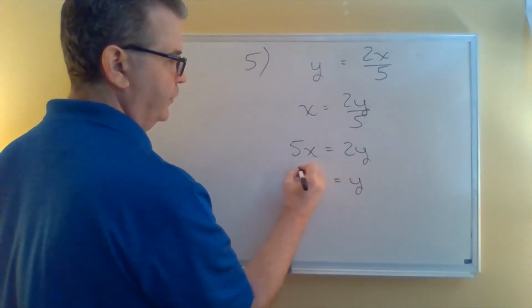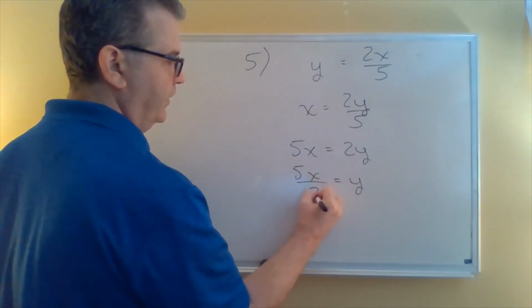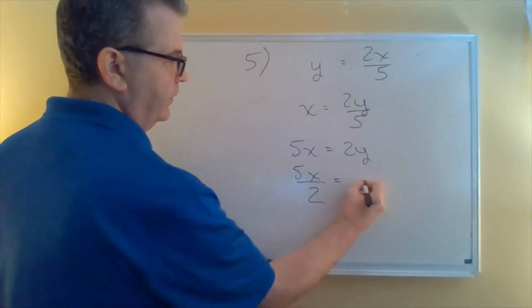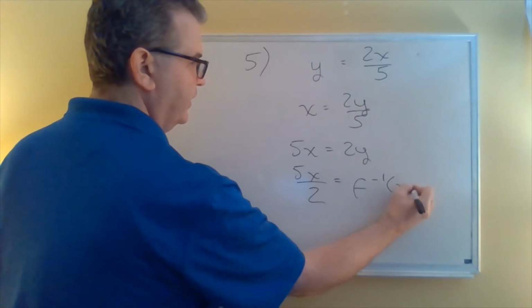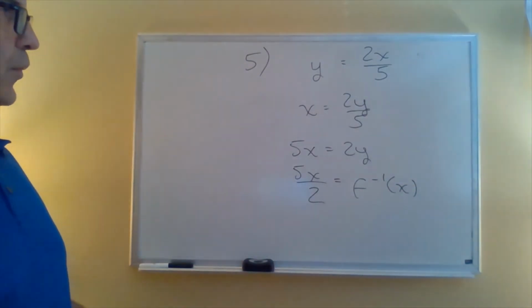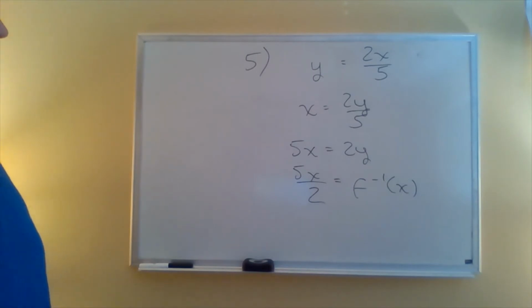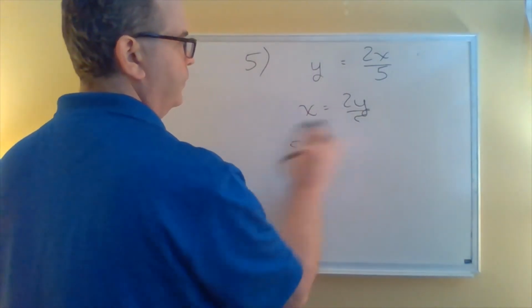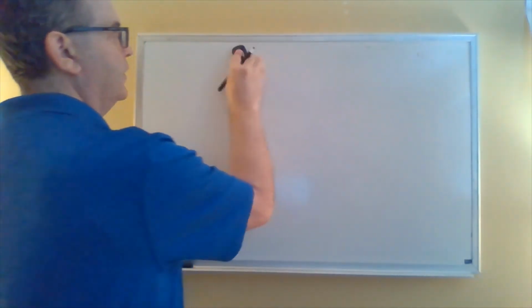So y equals 5x over 2. And then changing this back into inverse notation, I'll get f to the negative 1 of x equals 5x over 2. And that is number 5. Moving on to number 6.